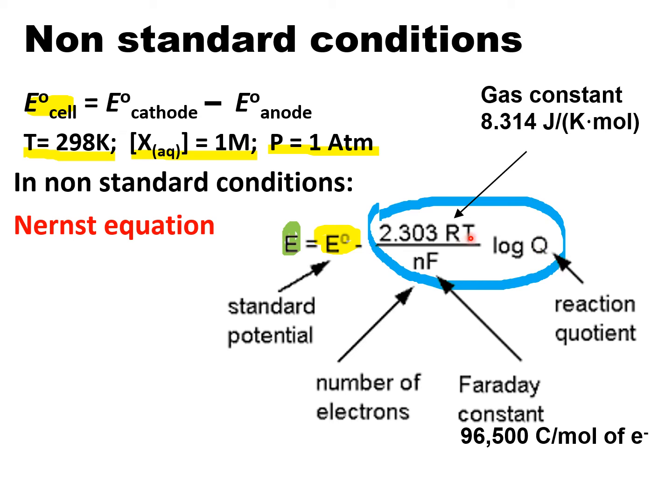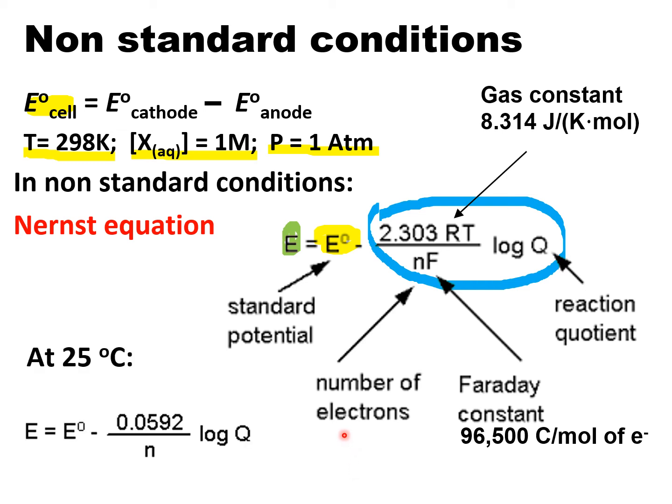So T is the temperature in Kelvin, R is the gas constant, that needs to be the one with the joules unit. F is the Faraday constant. The Faraday constant tells you how many coulombs correspond to 1 mole of electrons. So it takes 96,500 coulombs to make 1 mole of electrons. And n is the number of electrons exchanged in the reaction once you have balanced the equation.